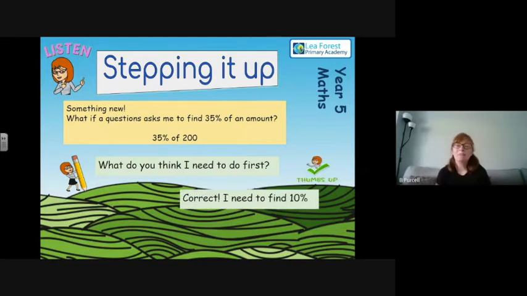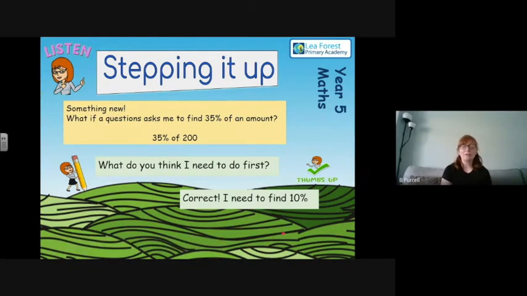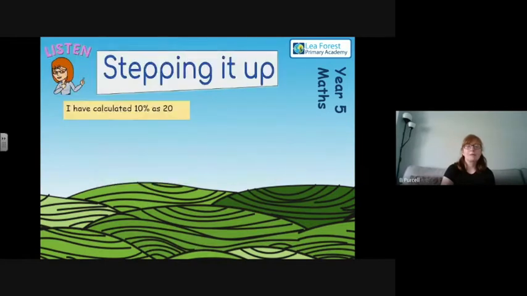I need to find 10% first. So before I do anything else, I ignore the 35% and find 10%, because I know that I can do that very, very easily. So I've calculated 10% as 20 because I divided 200 by 10 and I got 20 as my 10%, moving everything one place value to the right.